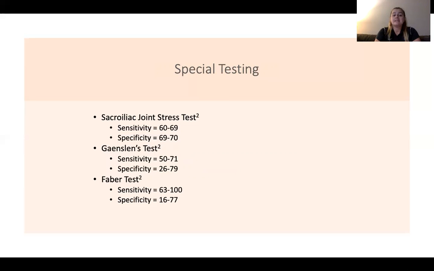Then we have Gaenslen's test, which has a sensitivity of 50 to 71 and a specificity of 26 to 79. I would more so use Gaenslen's test to rule in the pathology rather than rule it out. And FABER test, sensitivity of 63 to 100 and specificity of 16 to 77. I would more so use FABER to rule out the pathology since sensitivity reaches up to 100.